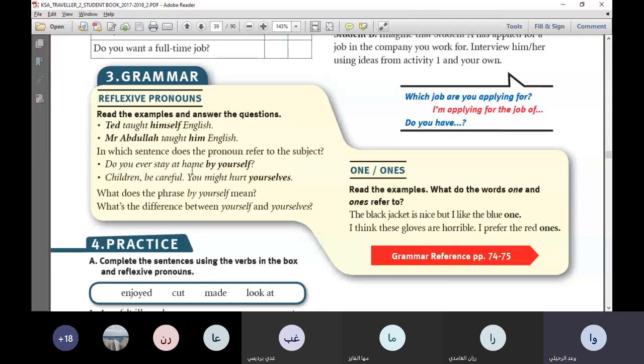Now the reflexive pronouns, basically it's very easy grammar. You need just to pay attention to the subject. If the subject is the name of a boy, then you're going to say himself. If the subject is the name of a girl, then you need to say herself. If the subject starts with you, then you're going to say yourself. Pay attention to yourself. Can you see this example here? Children, be careful. You might hurt yourselves, with the V, not with the F. Why?